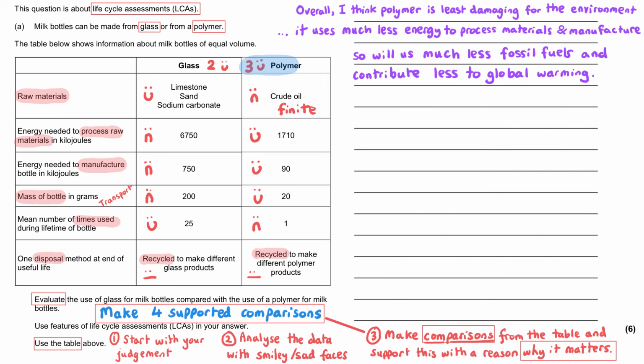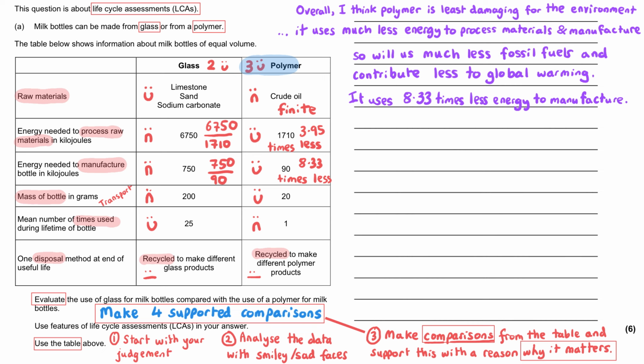So I've supported my answer. I've not just quoted numbers, I've said more or less, and I've supported why that matters. We can also support our answer with numbers, and we don't need to do that every time. And so I'm going to show you the way that I could do it, and I'm just going to do it once. And so how many times less energy is needed to process the raw materials for the polymer? Well, if we divide 6,750 by 1,710, we find out it's 3.95 times less energy. And in fact, if we do 750 divided by 90, that's 8.33 times less energy. And so either of those bits of data would support it.